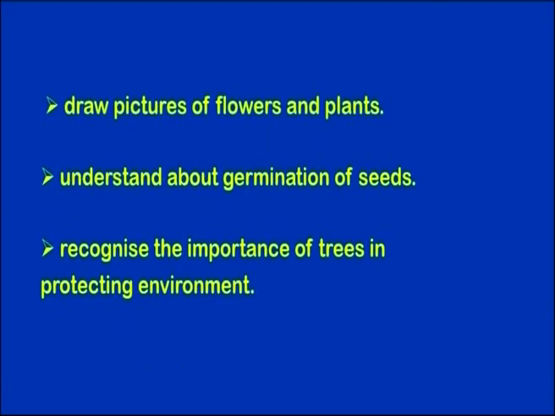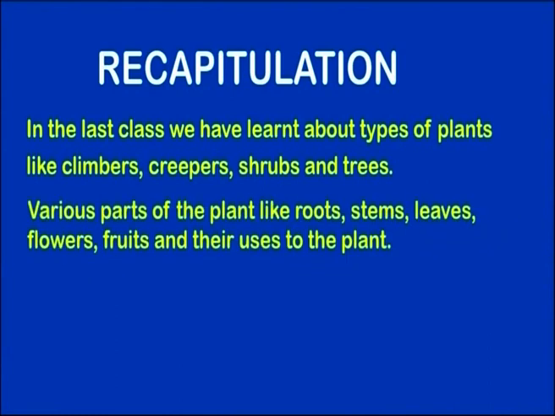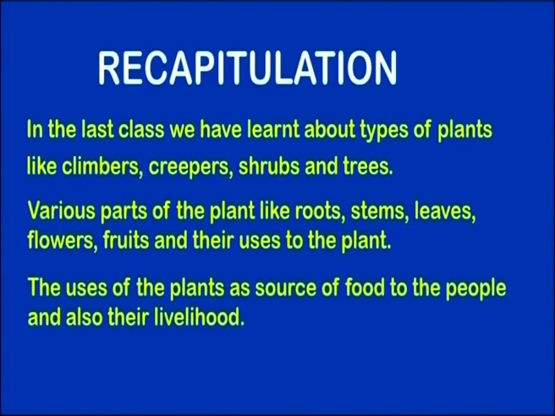flowers and plants. Children, in the last class, in episode 1, we have learnt about the plants around us. Let us see the main points. In the last class, we have learnt about types of plants like climbers, creepers, shrubs and trees, various parts of the plant like roots, stems, leaves, flowers, fruits and their uses to the plant, the uses of the plants as a source of food to the people and also their livelihood.